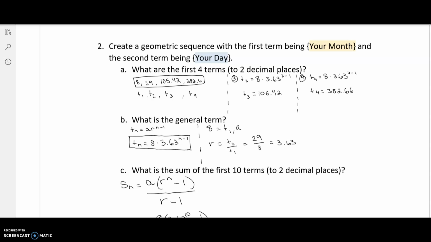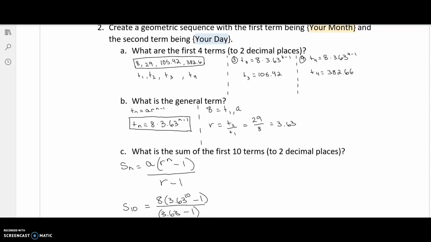And then I'm going to find my third term by substituting 3 into the general term right here, and I'm going to get T3 equals 105.42, so my third term is going to be 105.42, and I'm going to do the same thing for T4. I'm going to substitute in 4 for n into the general term, and I'm going to get 382.66 as my fourth term.